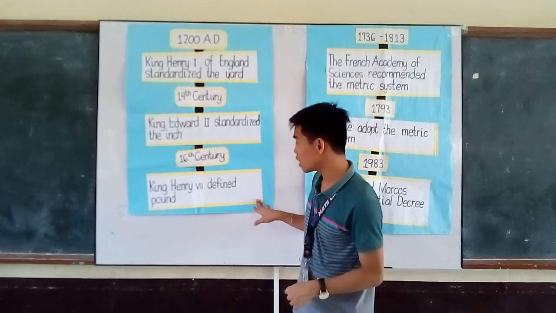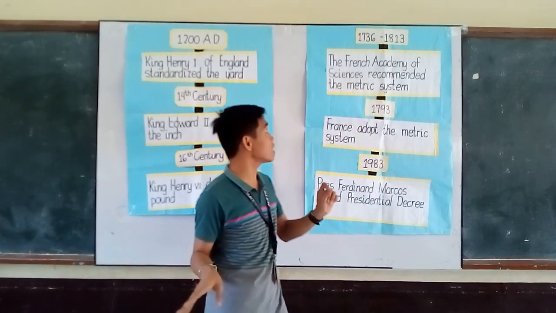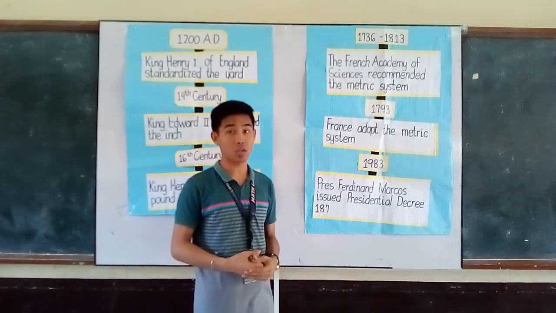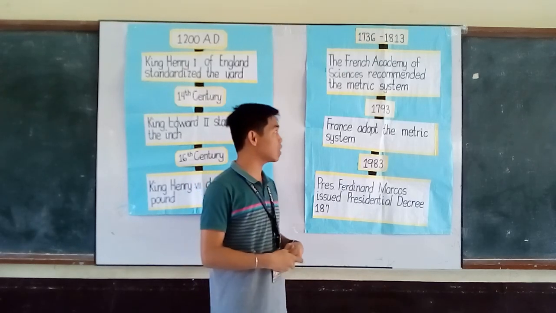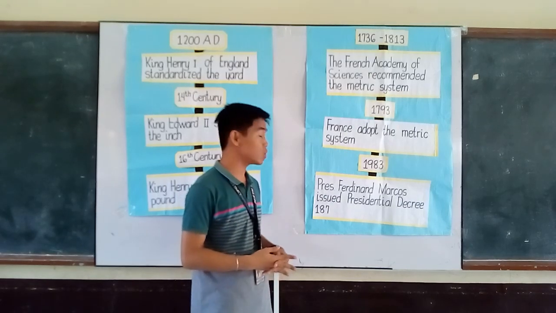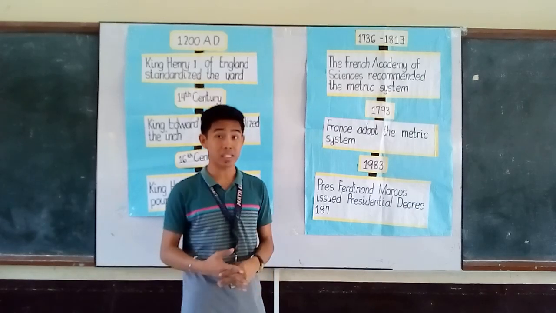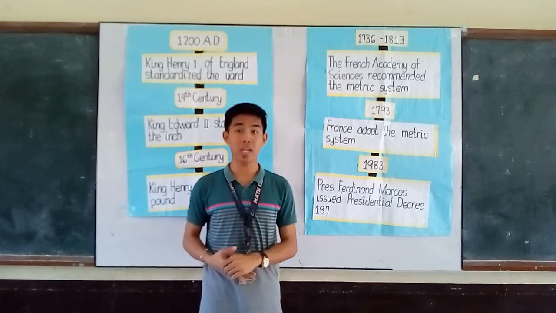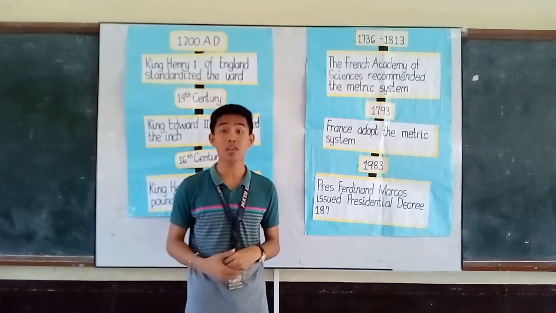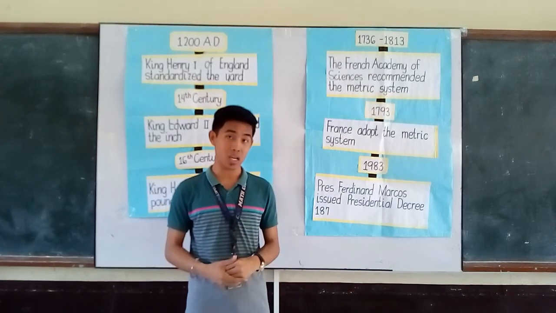Next is the 16th century. King Henry VII defined the pound as the weight of 7,000 grains of barley. Next is 1736 to 1830. The French Academy of Sciences recommended the metric system. Next is 1793. The first country to adopt the metric system was France. Next is 1983. President Ferdinand Marcos issued Presidential Decree 187, prescribing the use of only the metric system as the standard unit of measure here in the Philippines. A unit is called standard when it has been defined so that society uses the same one.